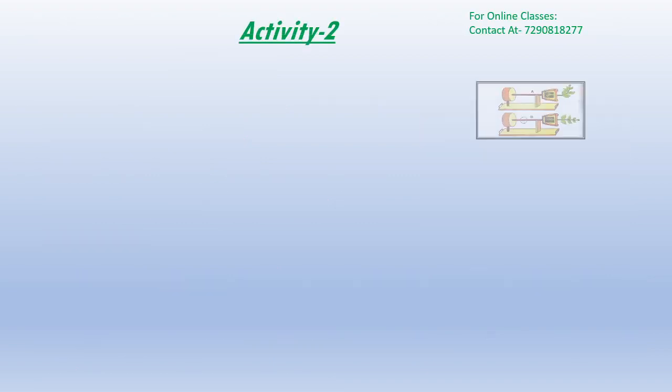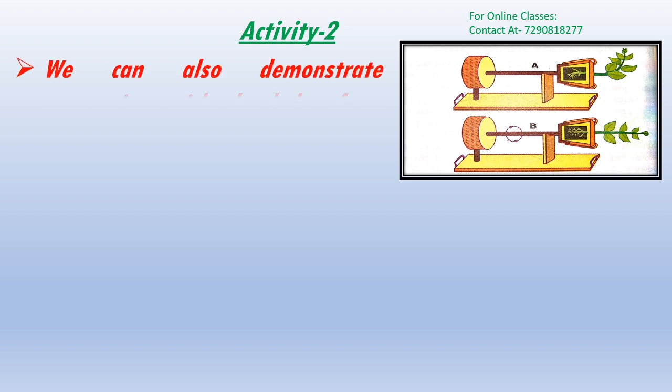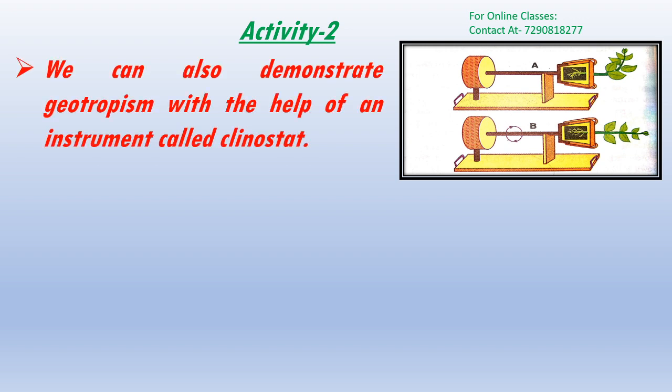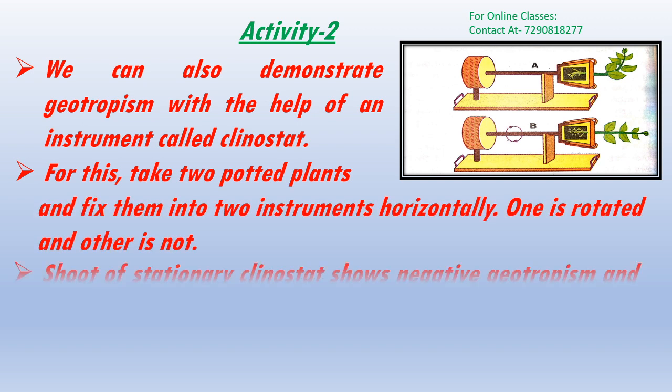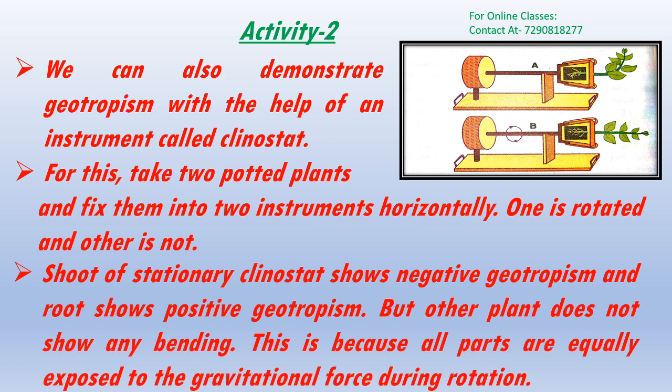Students, we can also demonstrate geotropism in the laboratory with the help of an instrument called a clinostat. For this activity, we will take two potted plants and fix them into two instruments horizontally. One is rotated and the other is not. The shoot of the stationary clinostat shows negative geotropism and the roots show positive geotropism, but the other plant does not show any bending. This is because all parts are exposed to the gravitational force during rotation.